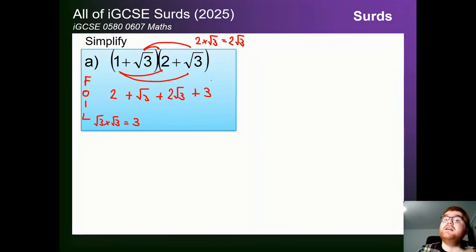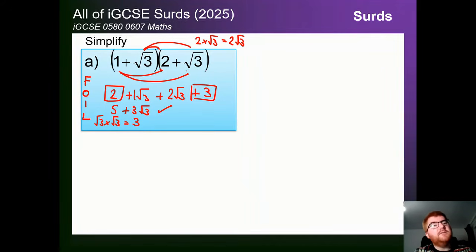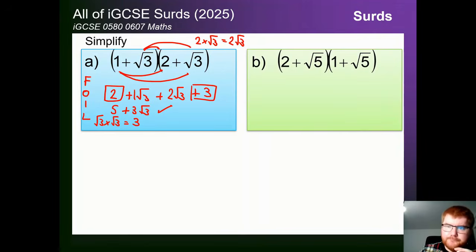And at this point, we collect the like terms. So we have a 2 here. We have a 3 here. 2 plus 3 is 5. And notice we have a 1 root 3. We don't usually write the 1. 1 root 3 plus 2 root 3. That gives us then 3 root 3 for our answer. Whenever you're multiplying out brackets like this, most of the time you'll get a number of some kind and a surd next to each other. Be absolutely happy with that. That's absolutely fine.